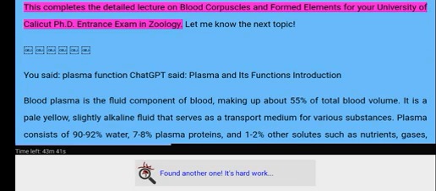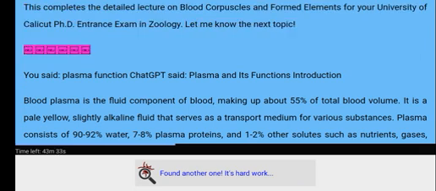This completes the detailed lecture on blood corpuscles and formed elements for your University of Calicut PhD entrance exam in zoology. Let me know the next topic.